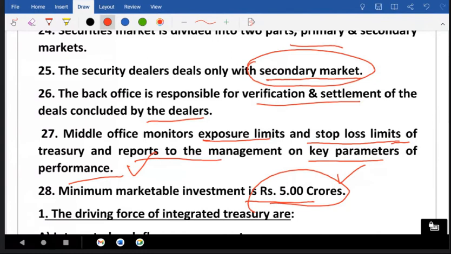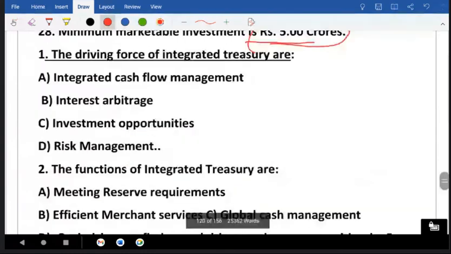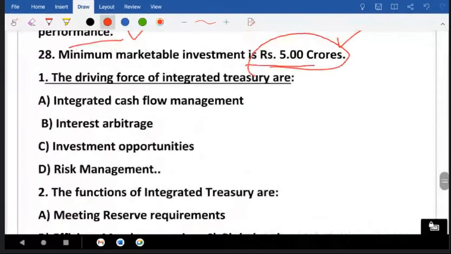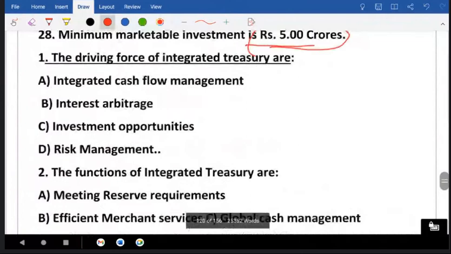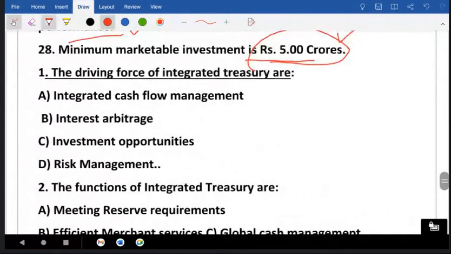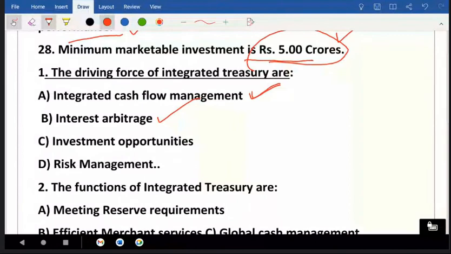Now, the driving force of integrated treasury is very important. Driving force means the basic functions they are doing, what they actually do. Number one, integrated cash flow management. Treasury is responsible for the management of funds. Interest arbitrage means they try to earn more interest by borrowing here and investing in some other place. Investment opportunities are there. Risk management is there.